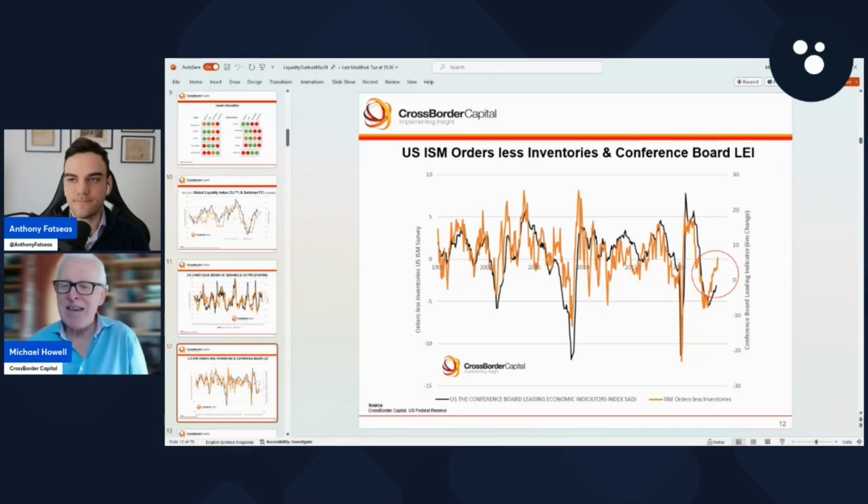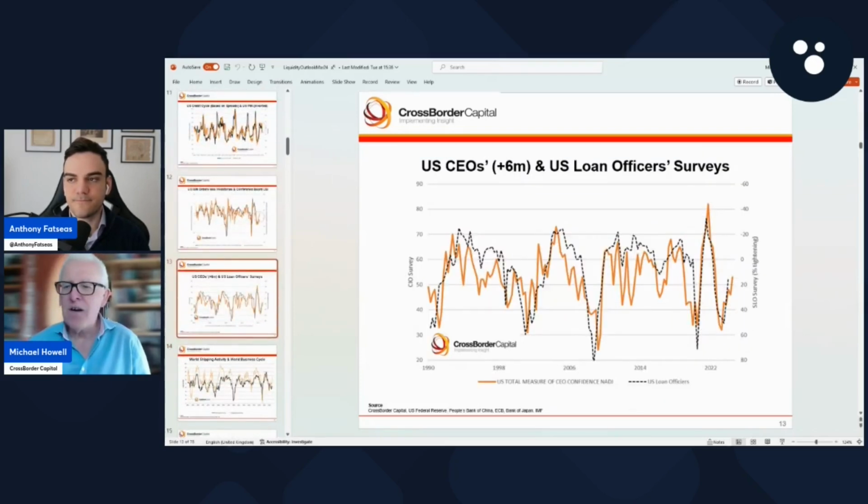These are a couple of measures of the US business cycle we like in particular, which is looking at the ISM index, less orders, less inventories, and the US Conference Board leading economic indicator, 6-month change, both showing a recovery. And then finally, a couple of other pieces of evidence. This one is what US chief executive officers are saying on their surveys, advanced 6 months in orange, and US loan officers at banks, what they're prepared to lend, as that dotted line. Again, completely consistent, everything picking up.